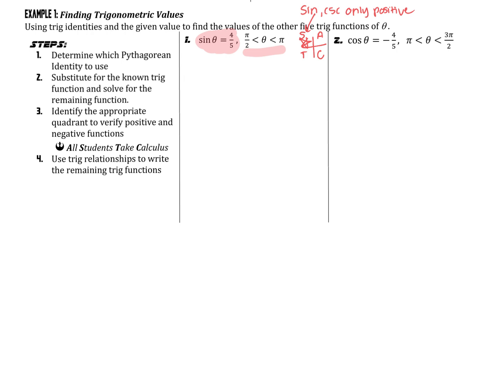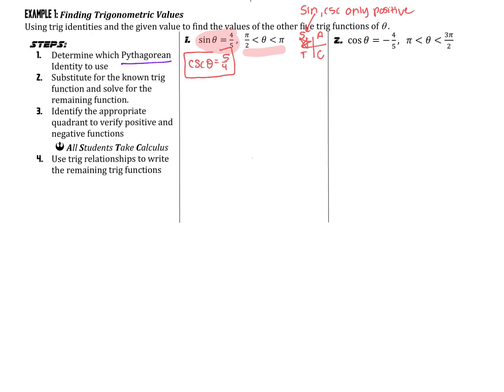What we're going to do in this lesson is use a trig identity. Typically, we're going to use a Pythagorean identity to find another trig function, and then we're going to use that information to find all 5. So if we start with sine, I'm going to just point out we also know that then cosecant must be 5 over 4. We don't have to do any work to find that.